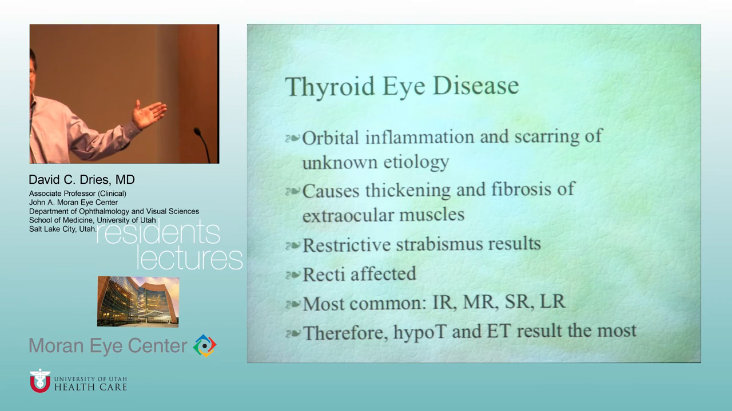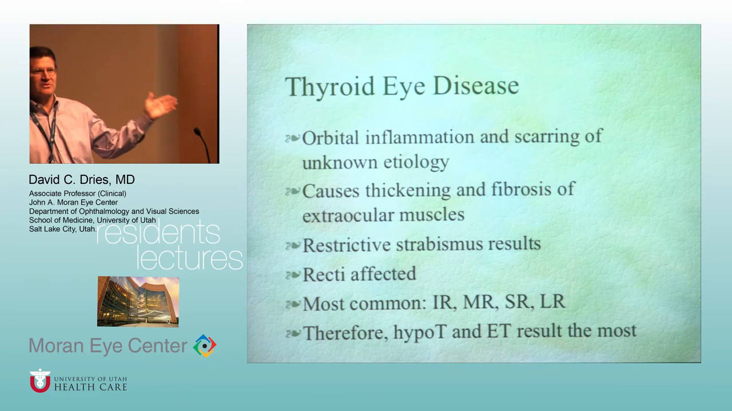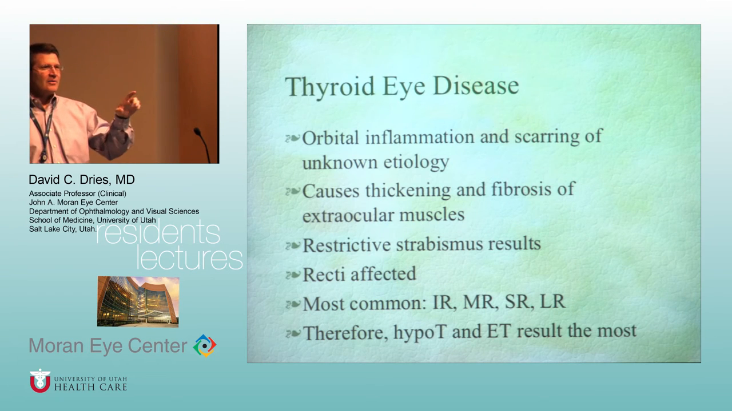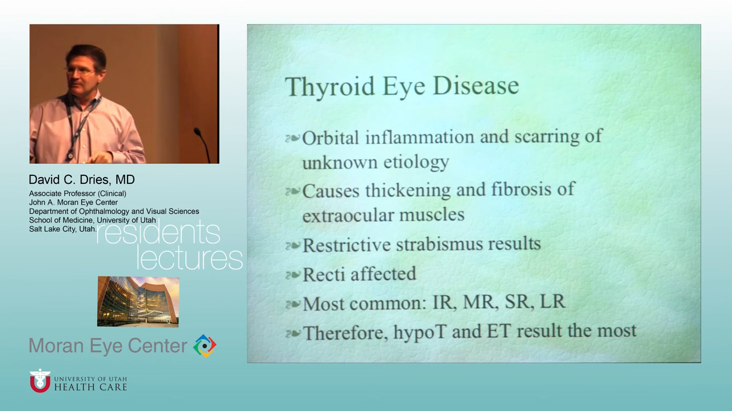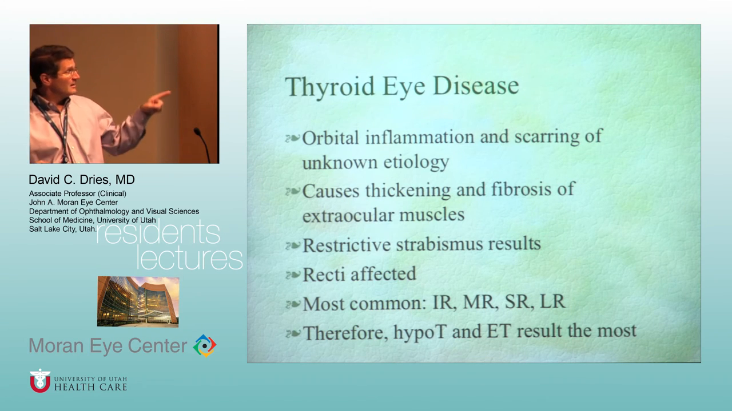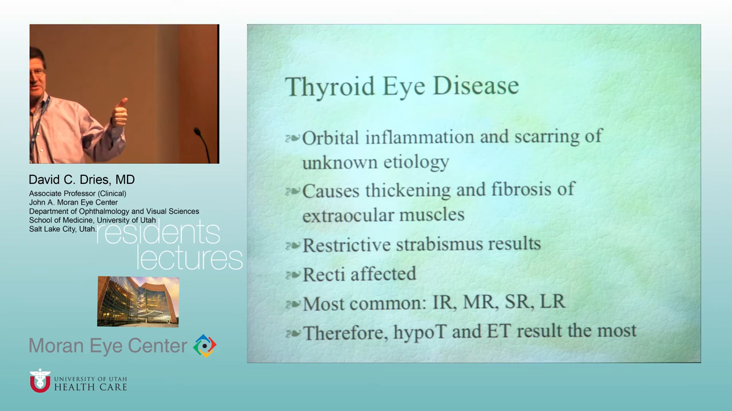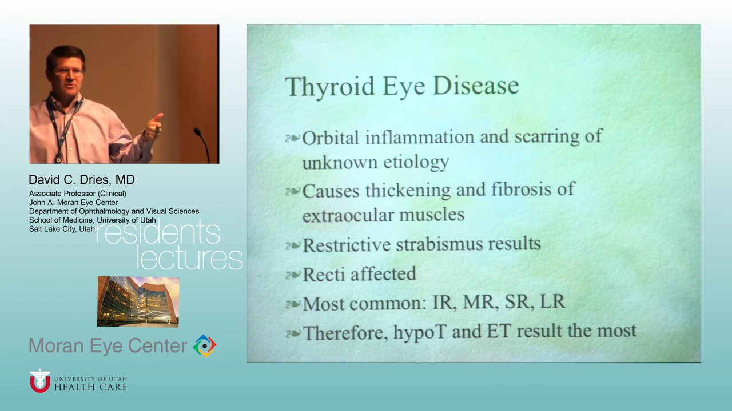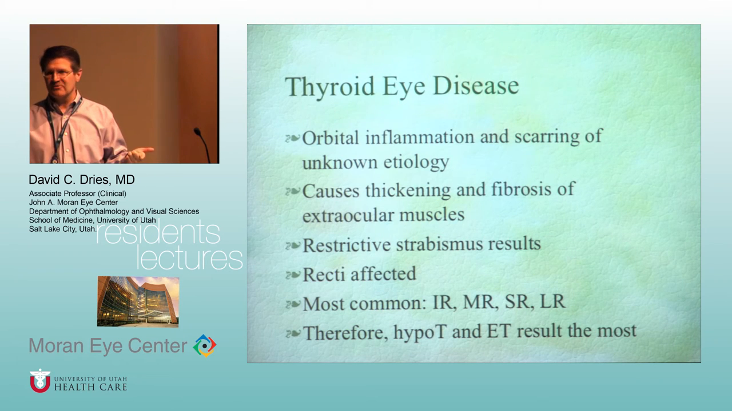Thyroid eye disease. You guys know what this is about, right? Orbital inflammation of connective tissue and extraocular muscles with replacement of muscle tissue with glycosaminoglycans. The muscles get super tight and start pulling the eyes in bad directions. The severity of muscles affected tends to go in this order. Inferior rectus is the worst, medial rectus is second worst. So these patients usually end up with a hypotropia and an esotropia, right? But the superior rectus, the lateral rectus can be affected, and the superior oblique can be affected too.